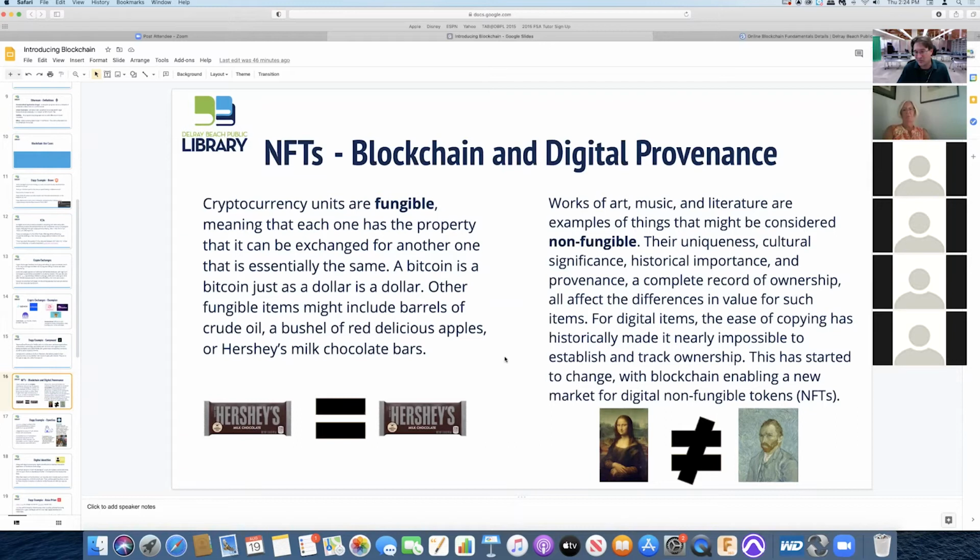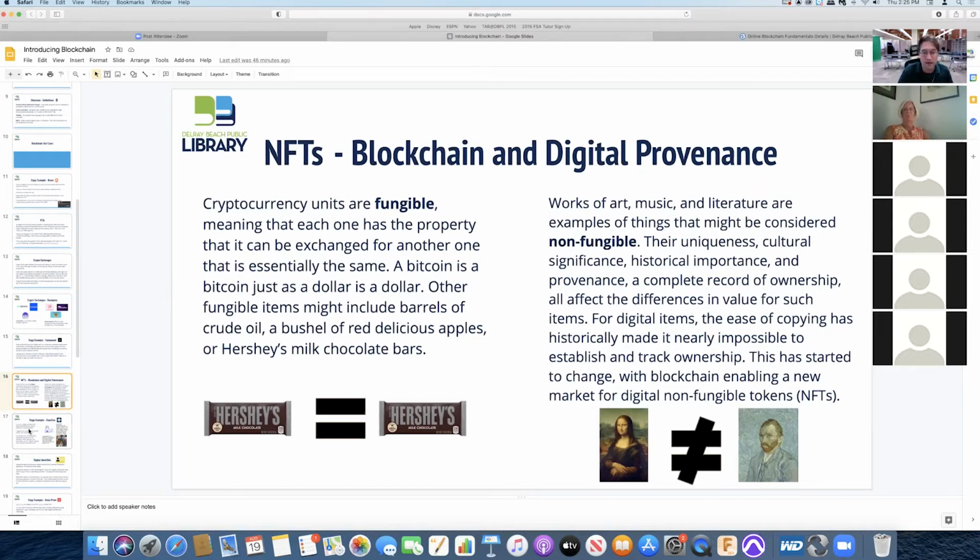For digital items, the ease of copying via the internet has historically made it nearly impossible to establish and track ownership. This has been a huge hindrance for the recording industry, for anybody trying to make a living off of creating digital art. It wasn't possible to record ownership of a digital item before blockchain. So this has started to change now with blockchain enabling a new market for digital non-fungible tokens.